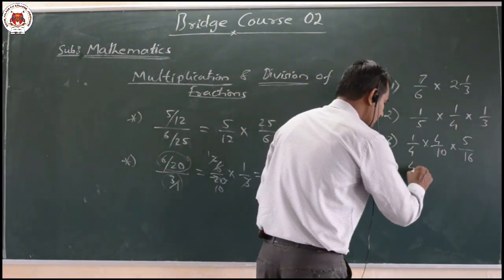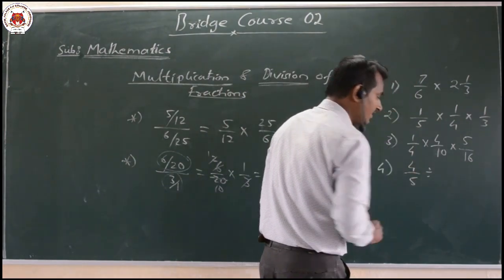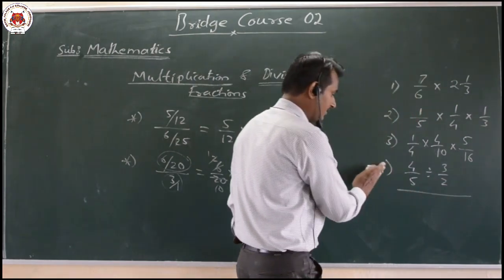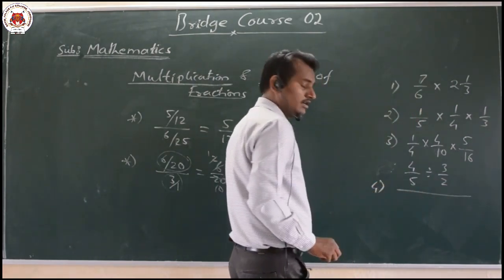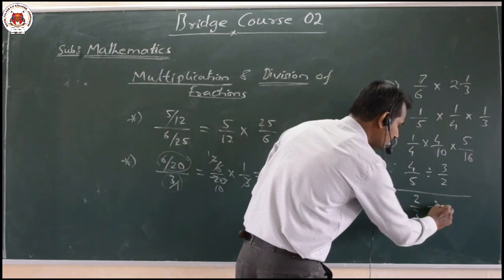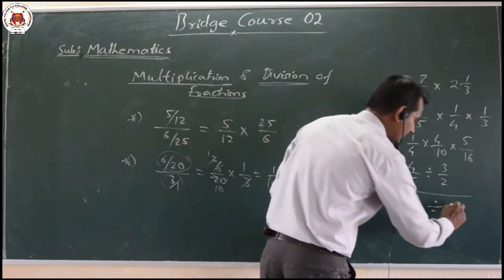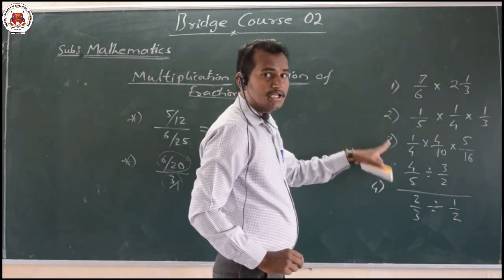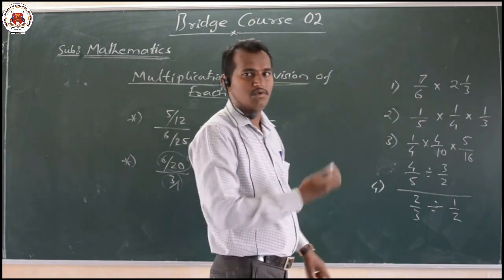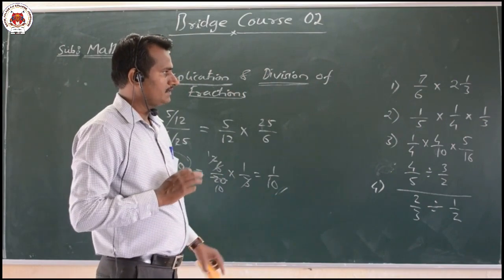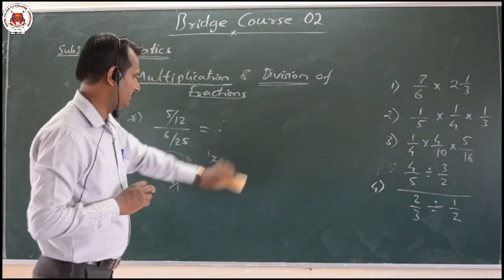Fourth, now related to our divisions: 4 divided by 5 divided by 3 by 2, whole divided by 2 by 3 divided by 1 by 2. Now solve the numerator part separately and the denominator part separately. Both things you have to solve separately. These many problems are sufficient for you to practice.